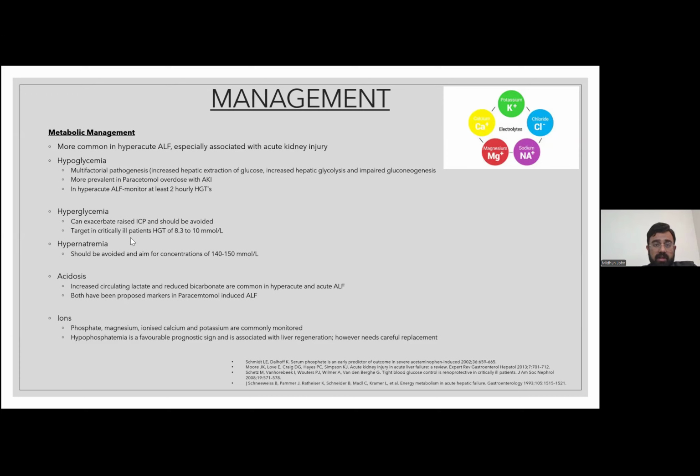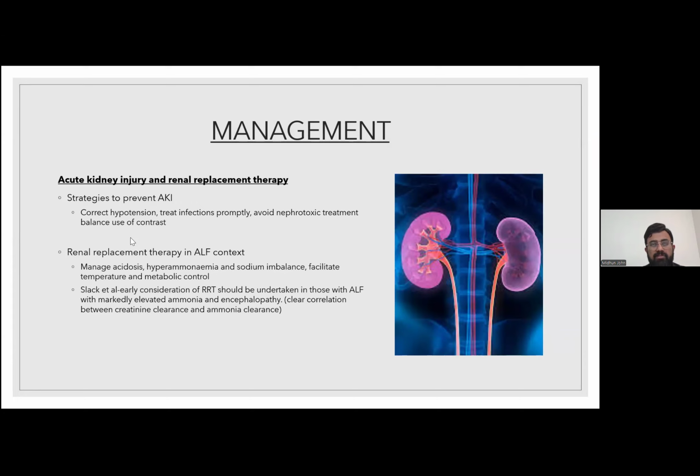Then with the kidney injury as well as renal replacement therapy, there are strategies that were spoken to in the guidelines. One, to correct hypertension. Two, to treat infections properly. Three, to avoid any sort of nephrotoxic treatment, which includes obviously the balanced use of contrast, obviously needed as well. But what has come out from the guideline is that renal replacement therapy in the ALF context is quite important.